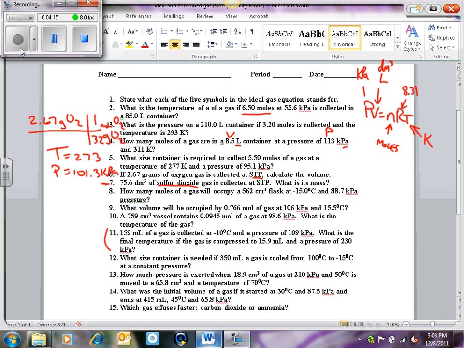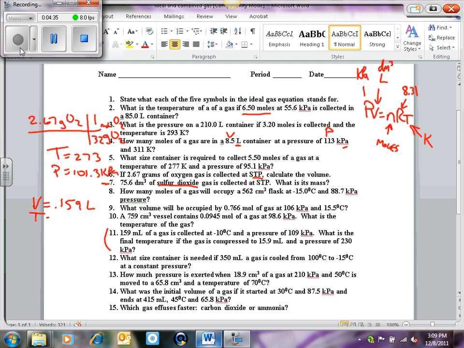Okay, combined gas law says 159 milliliters of a gas is collected at -10. Okay, so I see my pressure, my volume. I don't know whether to use it at this point. Just from reading that, I don't know if this is ideal or combined gas law. So I'm going to play it safe. I'm just going to convert this to 0.159 liters. You're never wrong converting to liters.